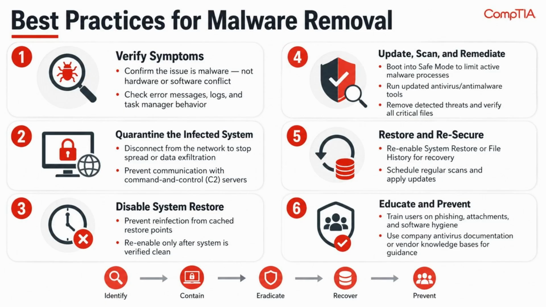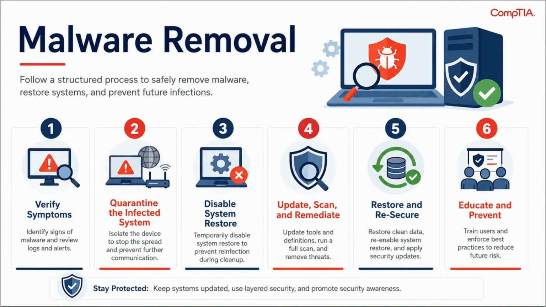run updated antivirus tools, remove detected threats, and verify critical files. Fifth, re-enable system restore or file history, and schedule regular scans. Sixth, educate users on phishing, attachments, and software hygiene, and lean on your antivirus vendor's documentation. Here's that same 6-step malware removal process laid out visually. Verify, quarantine, disable restore, update and scan, restore and resecure, then educate and prevent.